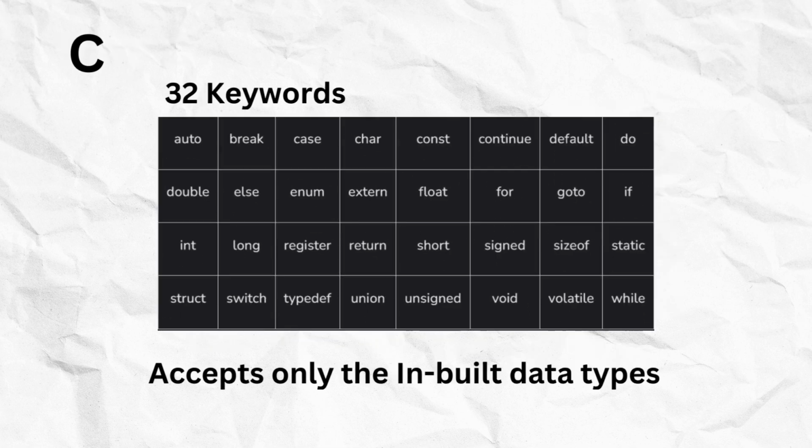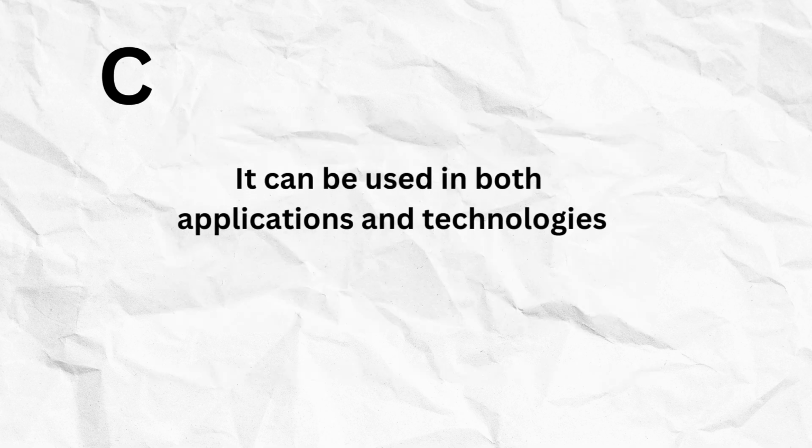About C, it has 32 inbuilt keywords. Examples: if, else, break, continue, etc. Then it accepts only inbuilt data types. It does not accept user defined data types. Then it can be used in both applications and technologies because it compiles the code faster and it is treated as a mother language.